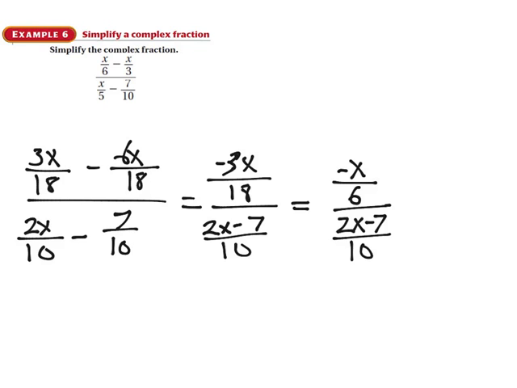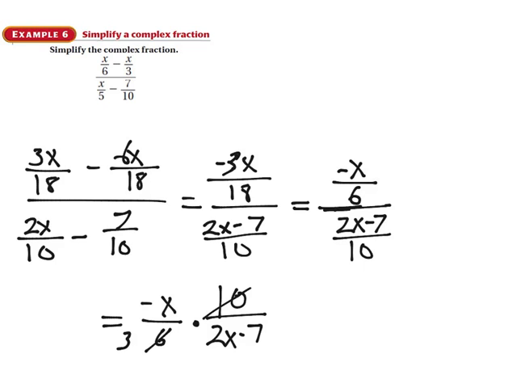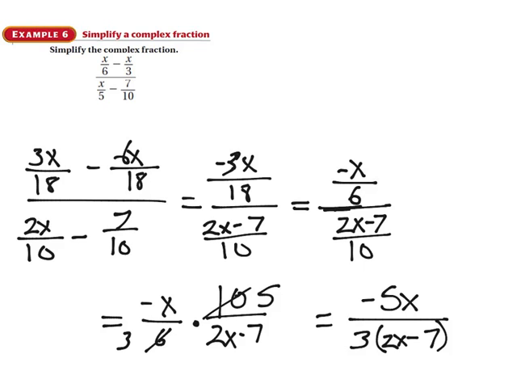Then we flip and multiply, because this should be a big divider, and we end up with negative x over 6 times 10 over 2x minus 7. And then we simplify. We can cross. So a 2 would come out of that, and you'd be left with 3. A 2 would come out of that, and you'd be left with 5. So you end up with negative 5x over 3 times 2x minus 7.